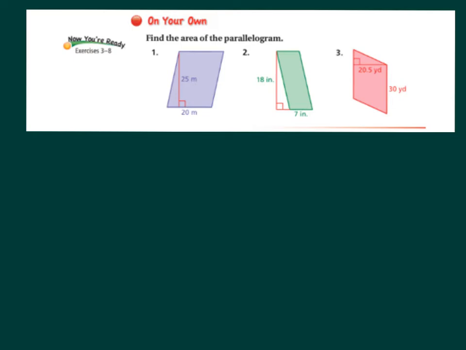Again, hopefully you've had time to pause and try these on your own. If you haven't, go ahead and do so, but I'm going to go ahead and work them out. Number 1, again, base times height, we're going to take 20 times 25. We multiply those out. 500 would be your answer. And since the unit of measurement is meters, it's going to be meters squared.